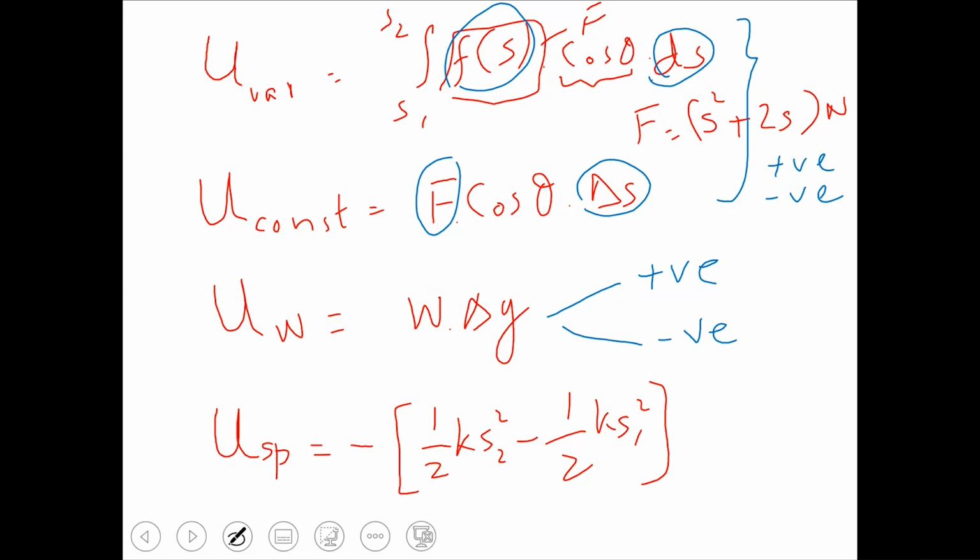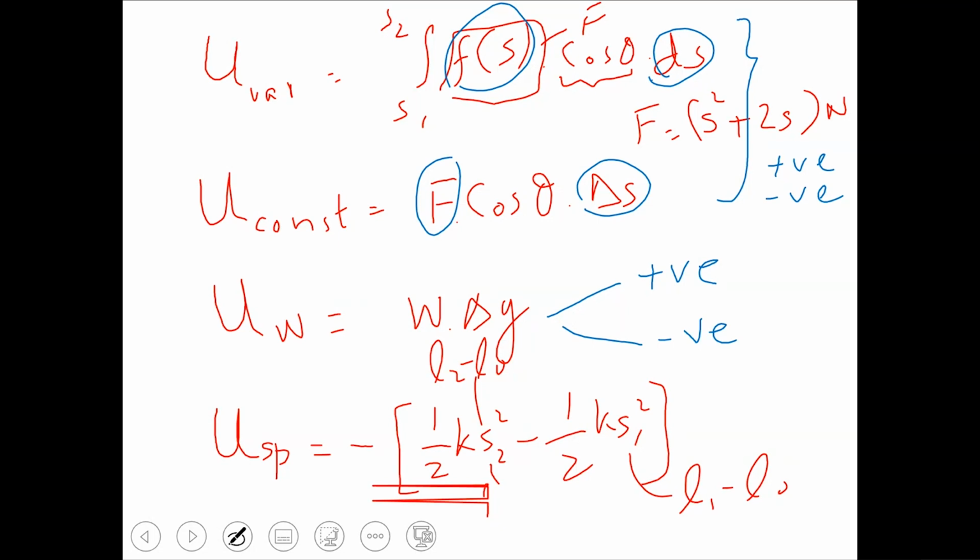In other words, this S2 is basically L2 minus L0. Similarly, this S1 is basically L1 minus L0. At position 1 and position 2, this is how much the spring is displaced from its unstretched position. These are basically S1 and S2.